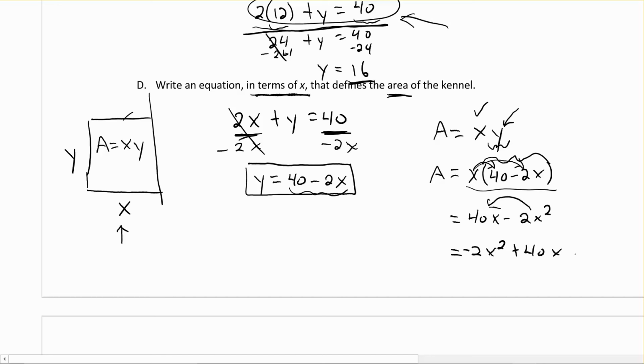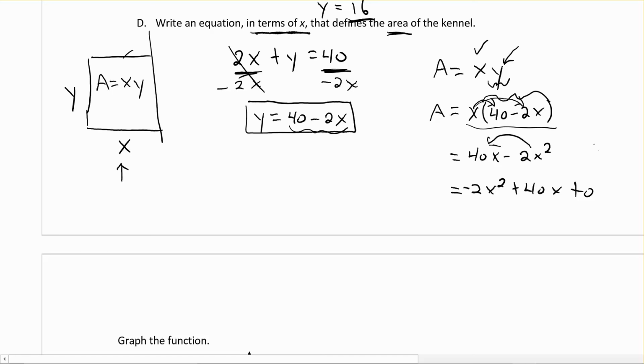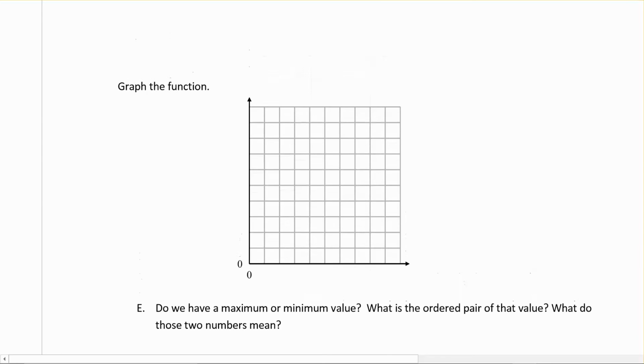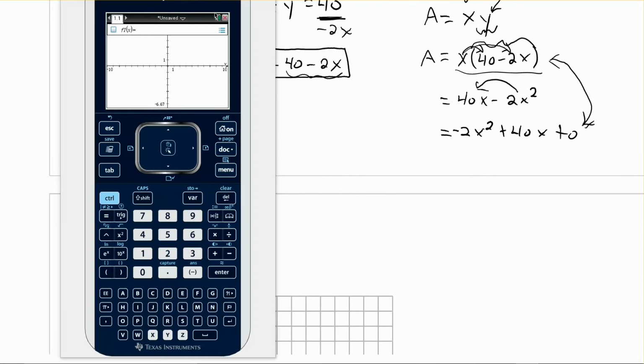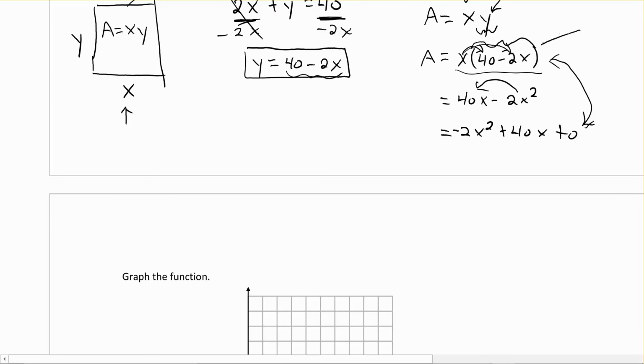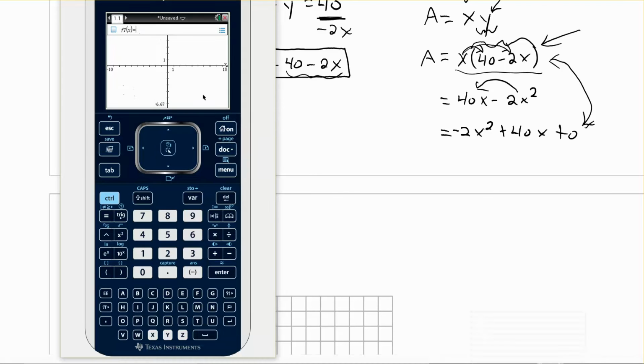And then you could say plus 0 at the end to make it look like totally the way we've been doing it. So either one of those, you could put into your calculator to graph it. And then when you graph it, okay, so I'm going to put this one into my calculator. You could also put the bottom one there, the minus 2x squared plus 40x. I'm going to put this in.